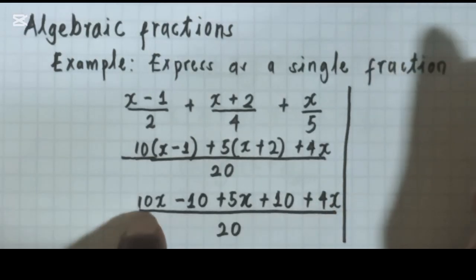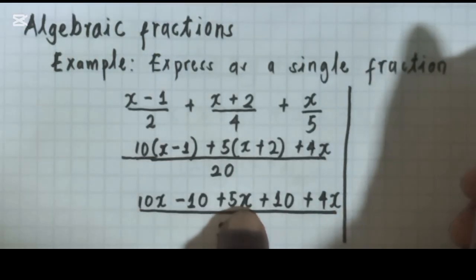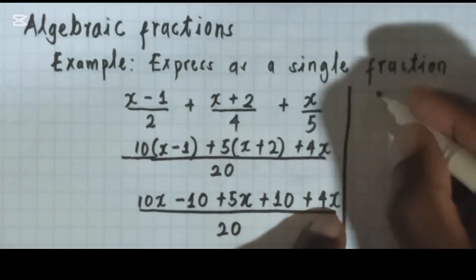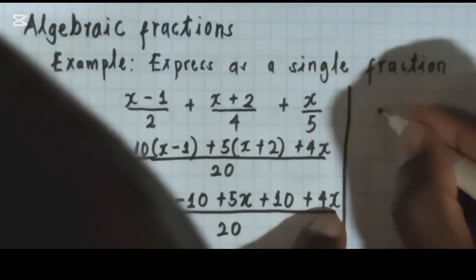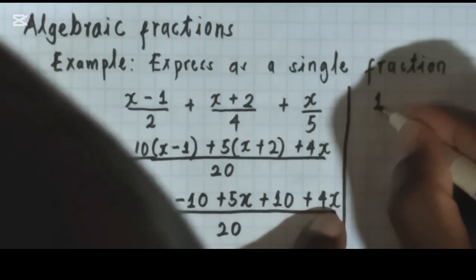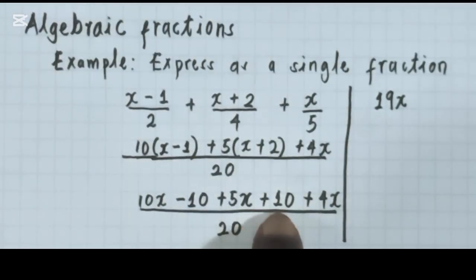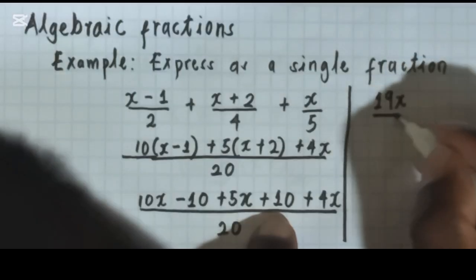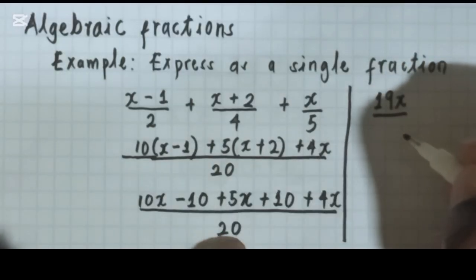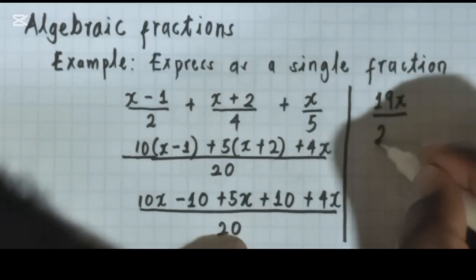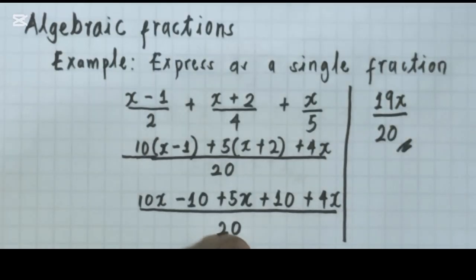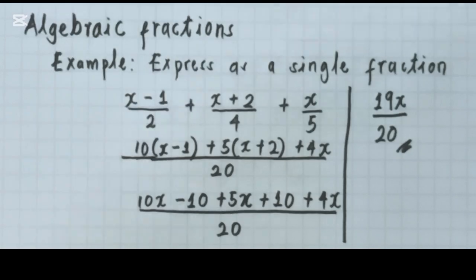That's going to give us 10 plus 5 giving us 15, and then 15 plus 4 giving us 19. So we're going to have 19x. And for the constants, we're going to have negative 10 plus 10 giving us 0. So note our final answer will be 19x all over 20, and we'll leave our answer at that.